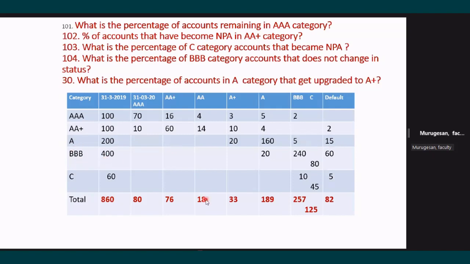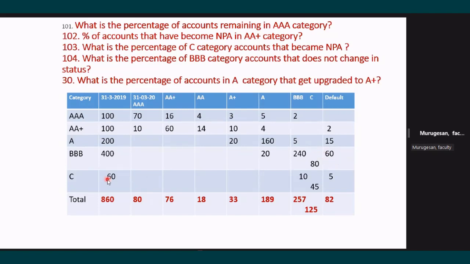That's why analysis of data. Analysis of data immediately is a simple question. They will ask: 400 accounts are in BB category, triple B category. Okay, and how many are remaining? 240 accounts still remain. 20 accounts upgraded. 80 accounts C. Oh my God! 60 accounts have become NPA. Okay. So that means 15% is becoming NPA. That's all. Now, madam is very sharp, 15%.